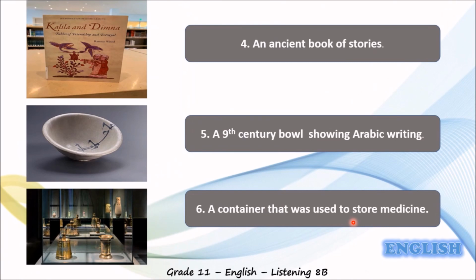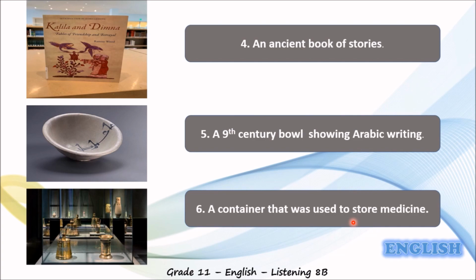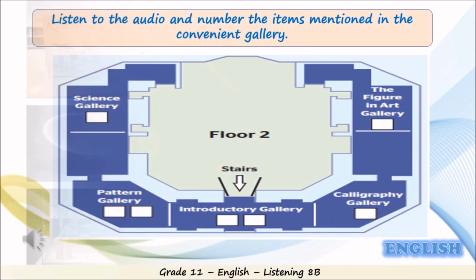Picture 4 shows an ancient book of stories. Picture 5 shows a 9th century bowl showing Arabic writing. Picture 6 shows a container that was used to store medicine. You will hear all these items in the listening part 2.